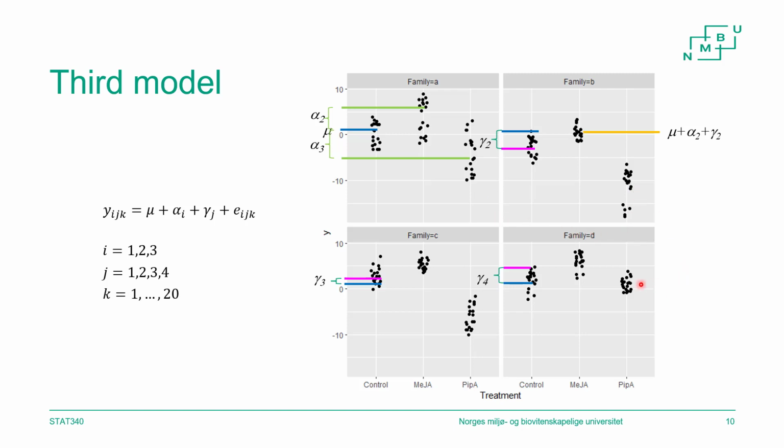Okay, this one down here should now be mu plus alpha 3, since we are in the third treatment level, and gamma 4, since we are in the fourth family level. And this is now where we can wonder, should we actually have some interaction terms here? This is the reason I highlighted this one, because to me it looks like it could indicate we need some interaction. And why is that?